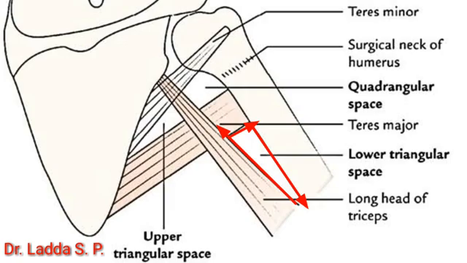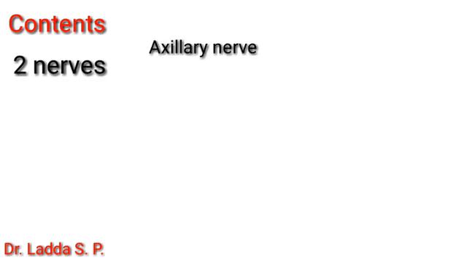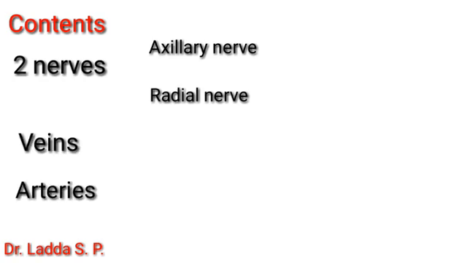Now the contents. These triangular spaces contain two nerves: one is the axillary nerve and one is the radial nerve. And again these spaces contain veins and arteries, or you can say arteries and veins.